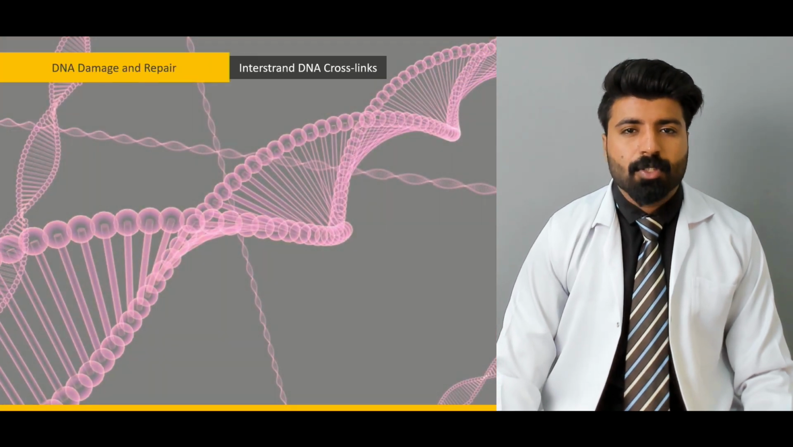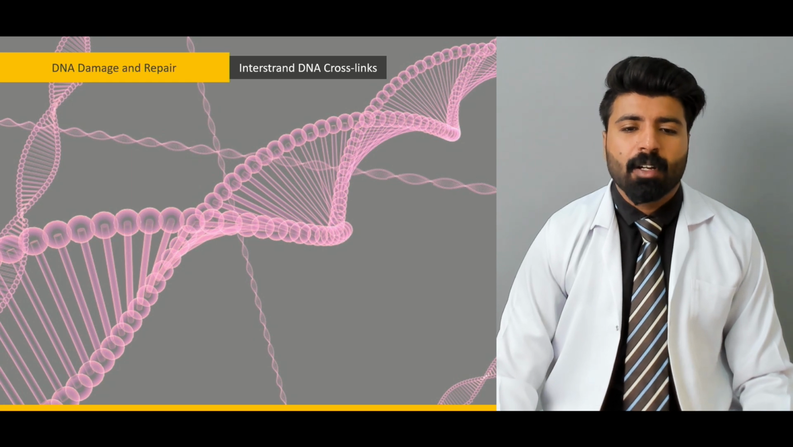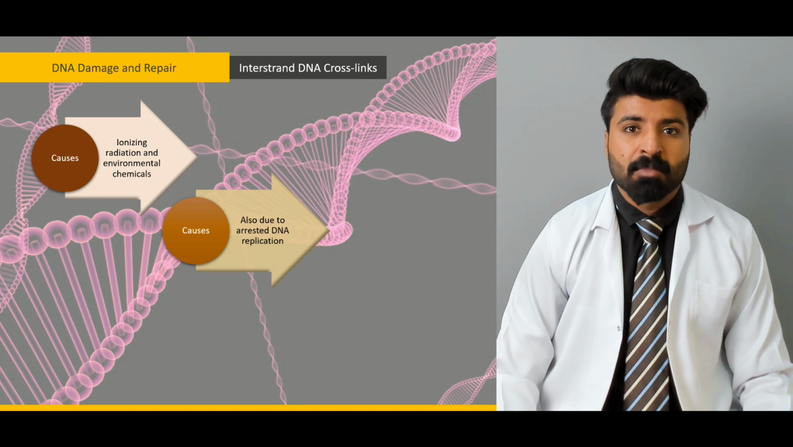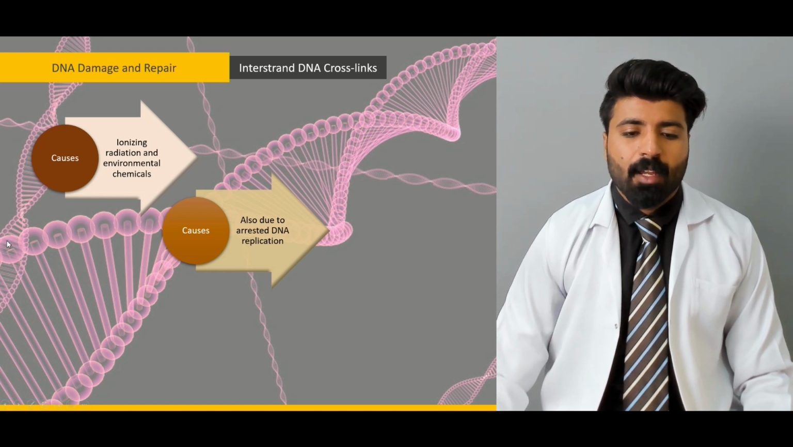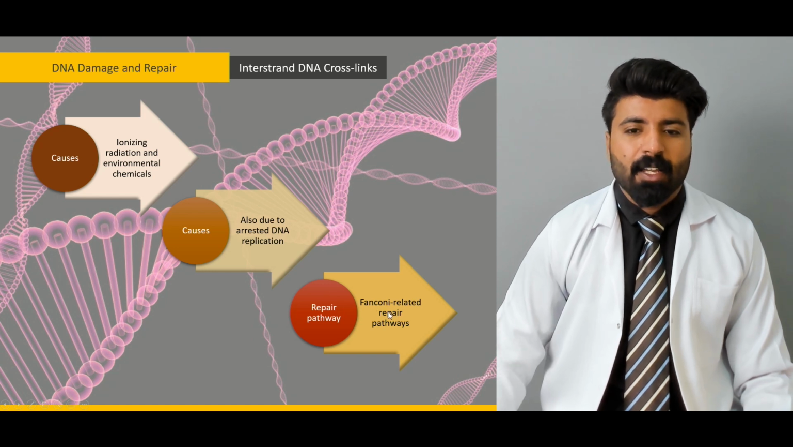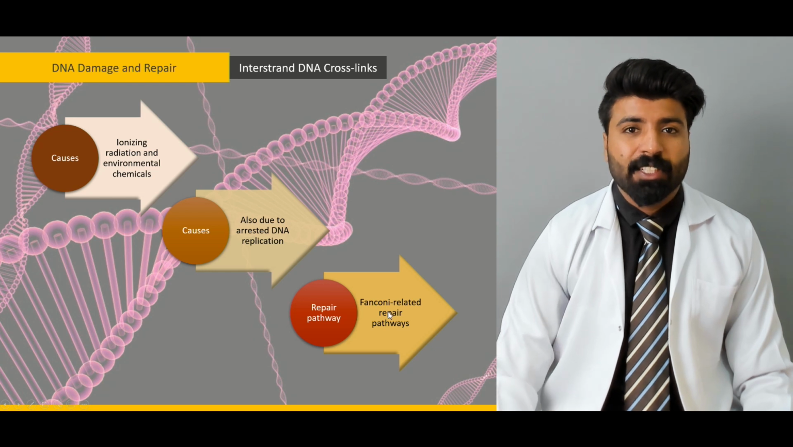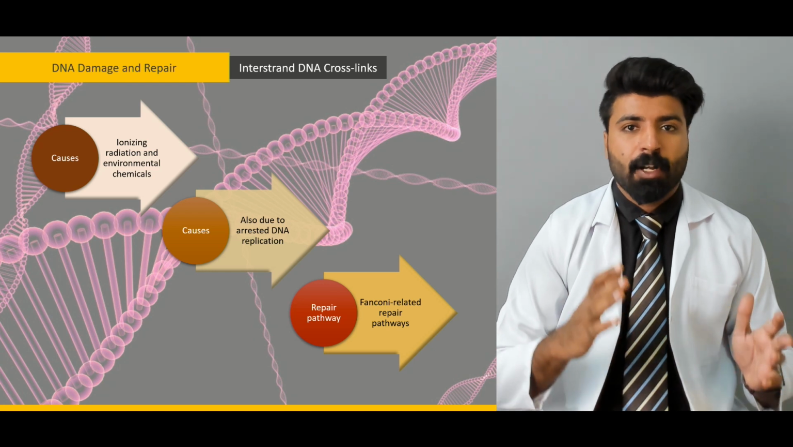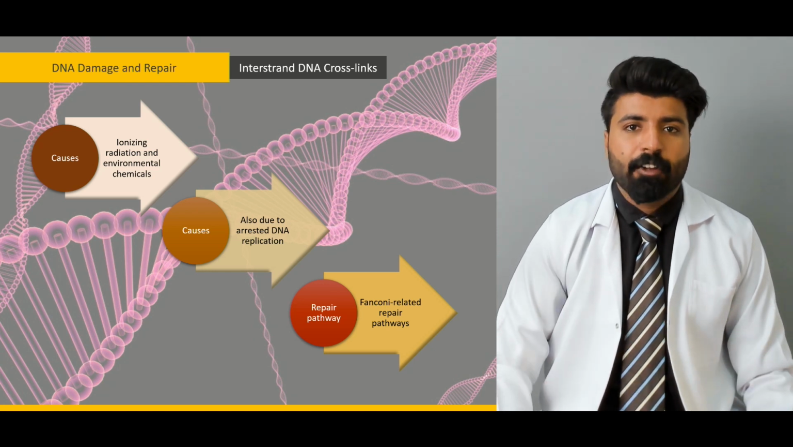So in DNA damage and repair, what happens is the causes of DNA damage are ionizing radiation and environmental chemicals, which can be any kind of carcinogen like arsenic or mercury. The causes also include arrested DNA replication, and Fanconi-related repair pathways can affect them in causing the DNA damage. Its basic function is the repair. But if the repair is faulty, it can also lead to another kind of mutation.